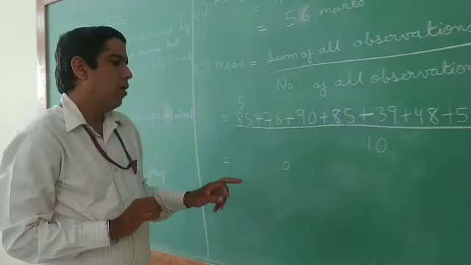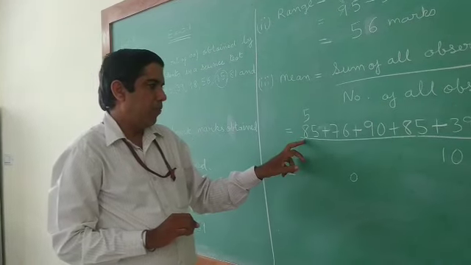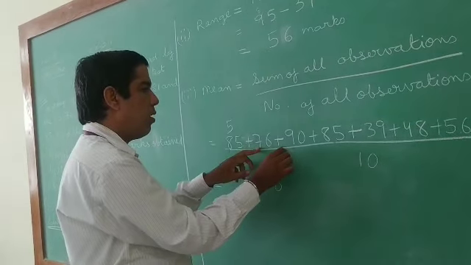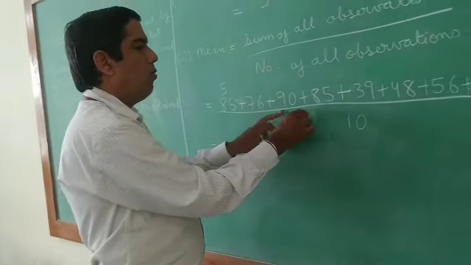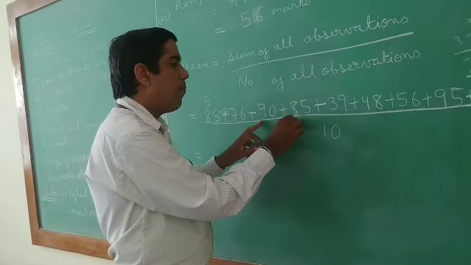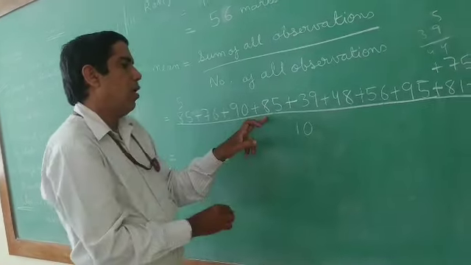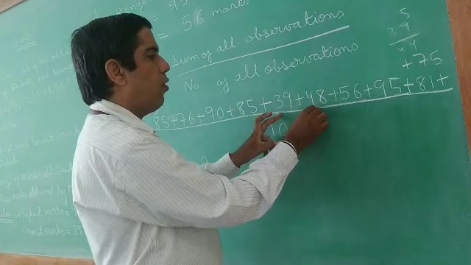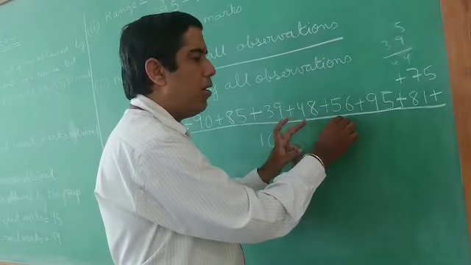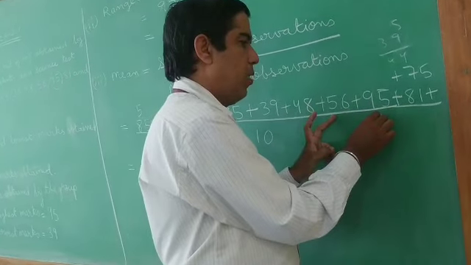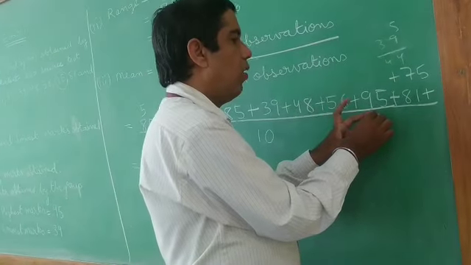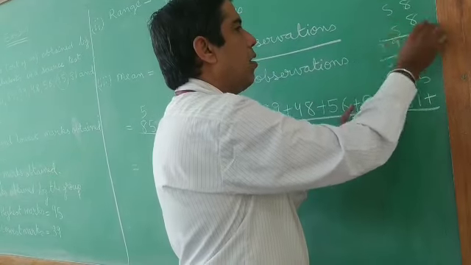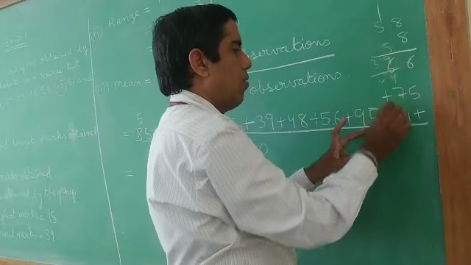50. 5 carry. Now 5 plus 8, 13. 13 plus 7, 20. So this much is 20 here. And 20 plus 9, 29. 29 plus 8, it comes 37. 37 plus 3, 40. 40 plus 4, 44. 44 plus 5, 49. 49 plus 9, it comes 58. 58 plus 8, it comes 66.